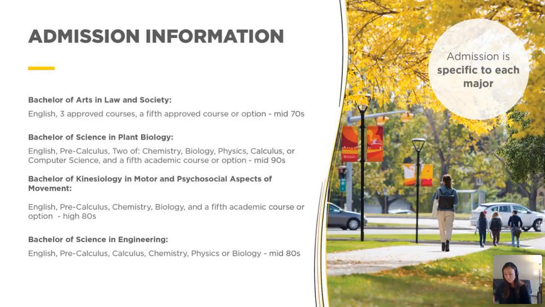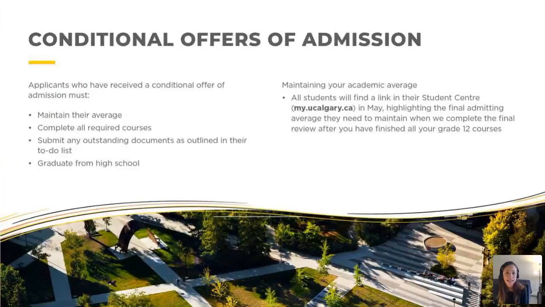I mentioned before that if you apply early, you're probably not going to have your grade 12 complete. No need to worry, because we can actually issue you a conditional offer. Conditional offers are going to be based on a combination of grade 11 and/or grade 11 and 12 coursework. The reason that offer is going to be conditional is because our admission requirements here at the University of Calgary are going to be for the grade 12 level.